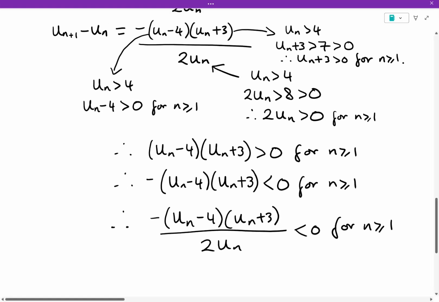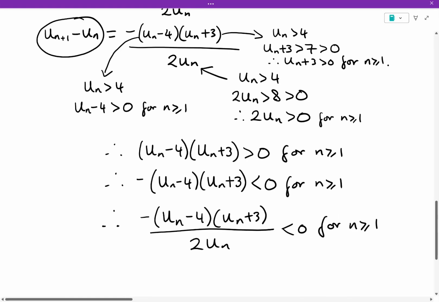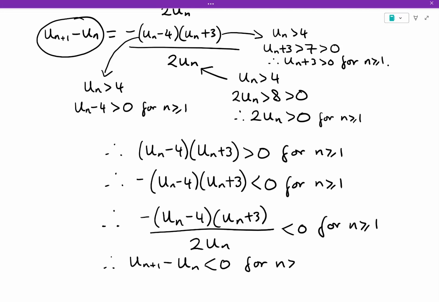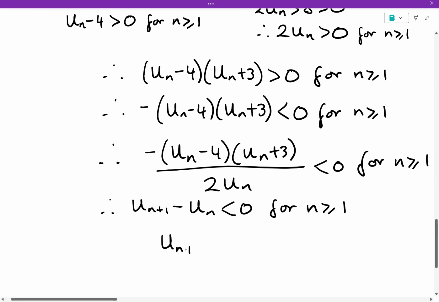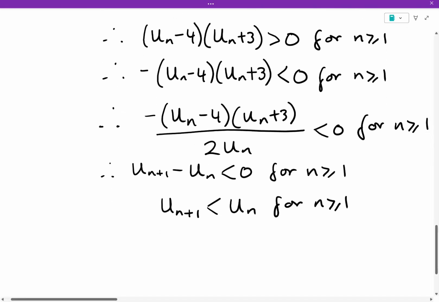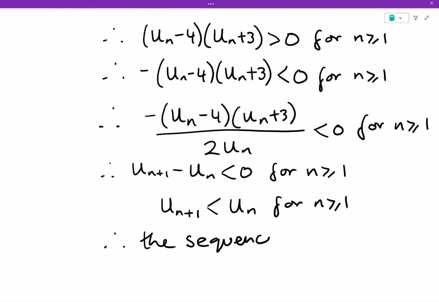And remember, this fraction is equal to u_(n+1) take away u_n, so I can say, therefore, u_(n+1) take away u_n must be smaller than 0 for n greater than or equal to 1. So what I can then do is rearrange that inequality, so I can say u_(n+1) is smaller than u_n for n greater than or equal to 1. And then we can say, therefore, the sequence u_n is decreasing, because what I've established is that if you take any term in our sequence, it is going to be smaller than the previous term. So that is your complete proof.